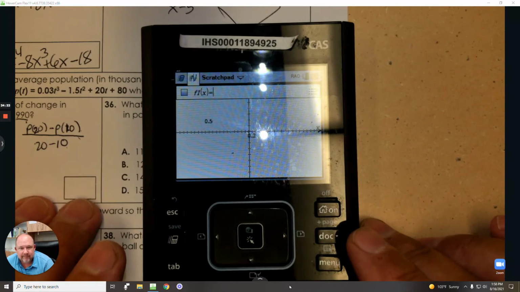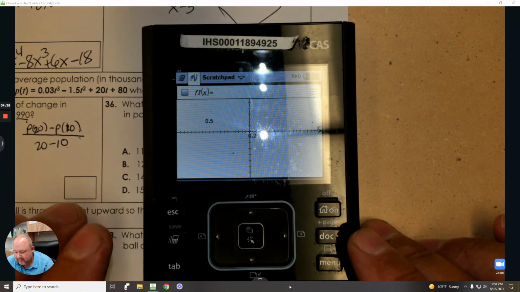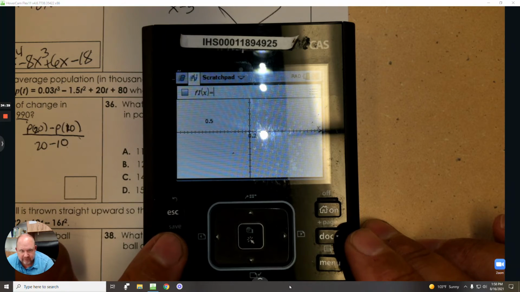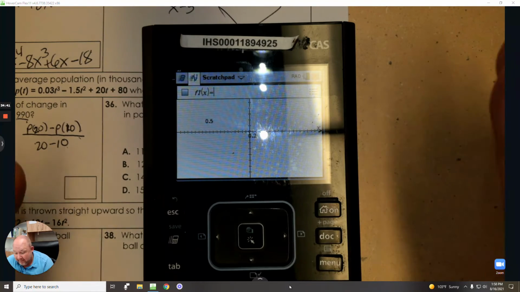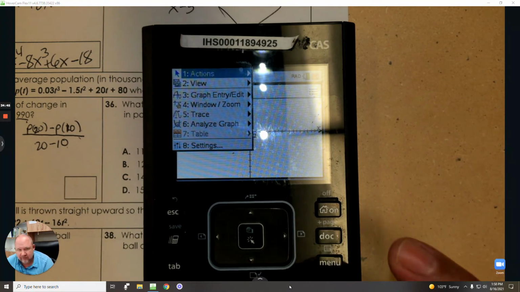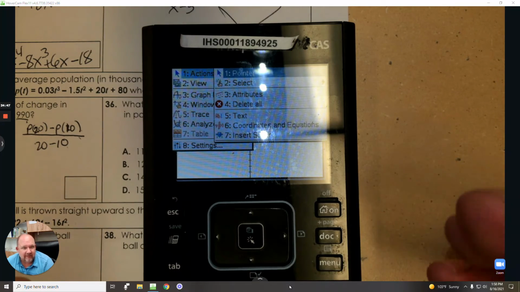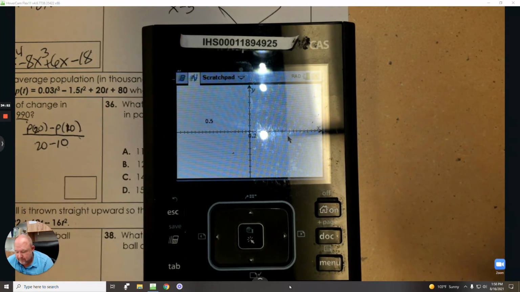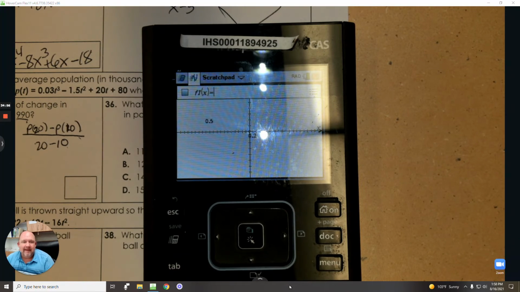Press tab, and then we're going to put this in. So again, on the home screen, see this button that looks like a shaky calculator? Press it. And if you have something there that you want to erase, press menu, press actions, and then delete it all. Press number 4, and it all gets deleted. And then press tab, and then you can type it in.